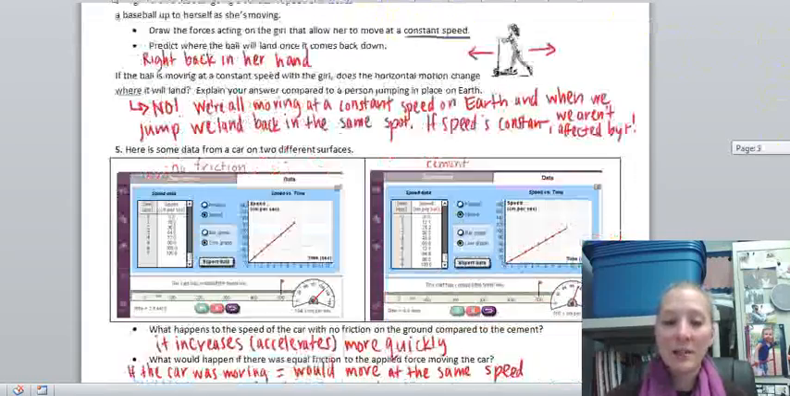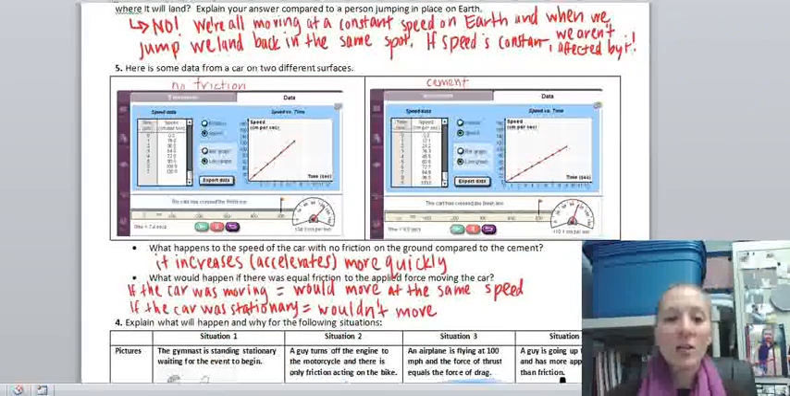The next is a little bit of data analysis. So we have a car going on two different surfaces. The first one is no friction, and the second one is cement. And we have to figure out, what's the difference between these? Well, if there's no friction, obviously cement has some friction, and you know that cement's kind of bumpy. So we look at the data here, and the question asks, what happens to the speed of the car with no friction on the ground compared to cement?